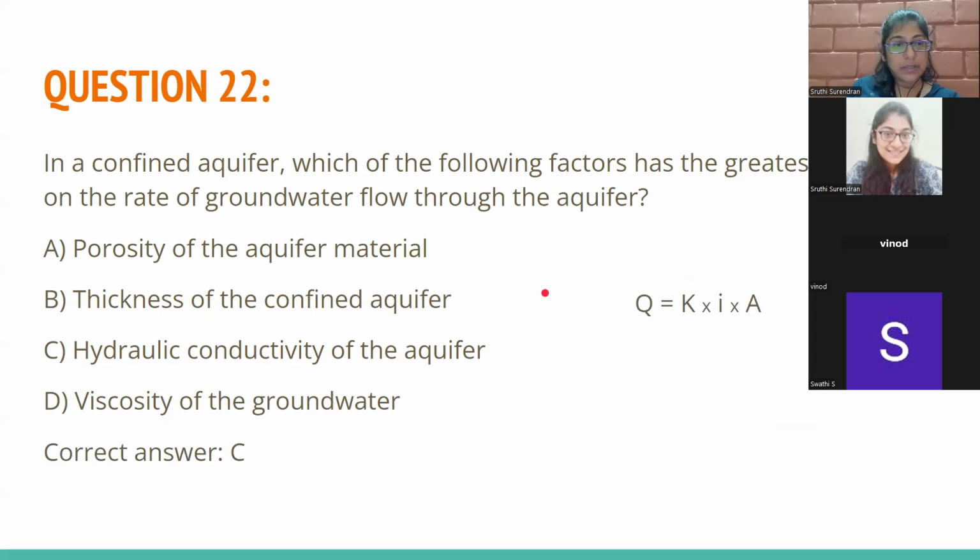Okay, moving on. A very direct question. The rate they're talking about is the rate of groundwater flow. Rate of groundwater flow is a function of hydraulic conductivity, hydraulic gradient, and cross-sectional area, not a function of the porosity, not a function of the thickness of the confined aquifer, and also not a function of the viscosity of groundwater. So the correct answer would be option C, hydraulic conductivity of the aquifer.